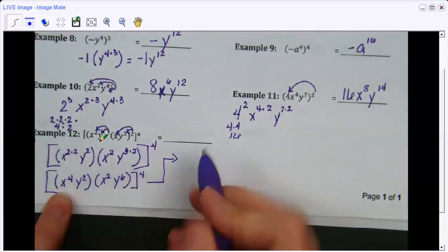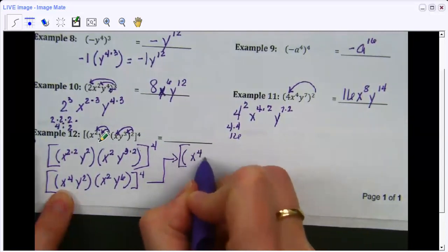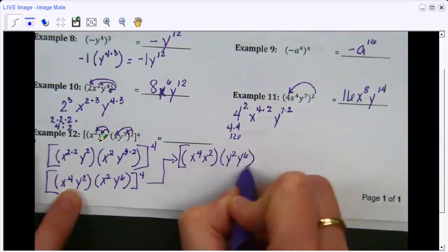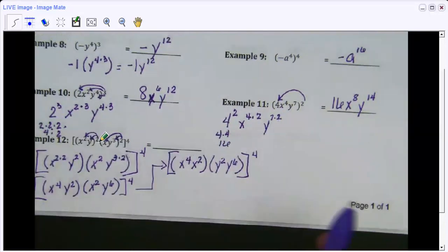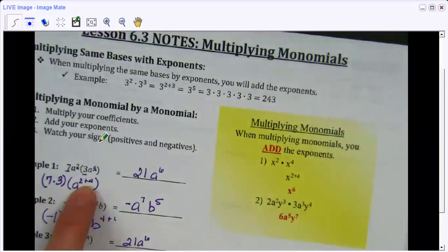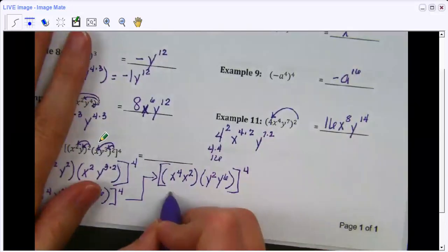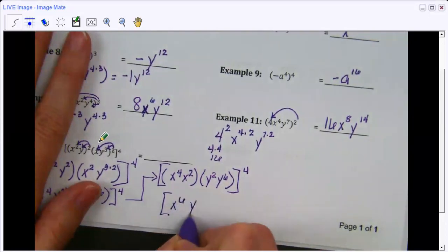So when I combine x to the 4th and x squared, and then y squared and y to the sixth, how do I get this right here? What is the answer to x to the fourth times x squared? You add them. That goes all the way back up here. We added our exponents. Yes. So it's x to the 6, y to the 8. So this becomes x to the power of 6, y to the power of 8.